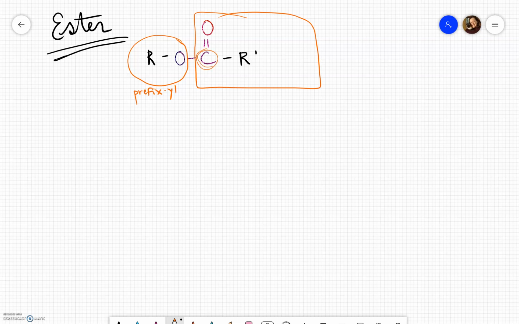So we need to make sure to never forget that carbon there. Sometimes people forget that one. That'll be part of the main group. So let's see one. We'll do a semi-condensed structural formula here.